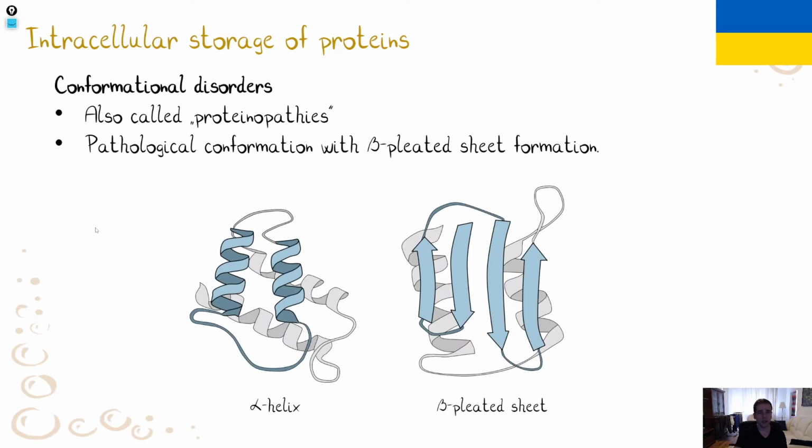And last but not least, there are conformational disorders. They are also called proteinopathies. In these diseases, there is a pathological conformation of the given protein with predominance of beta-pleated sheet formation. So the sequence of amino acids stays the same, but there's a problem with the folding of the protein.